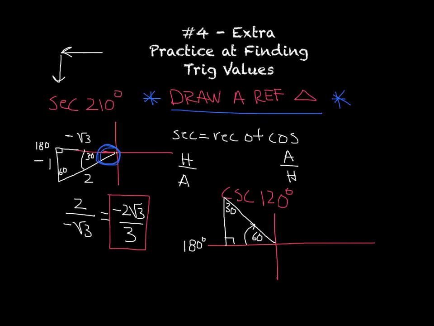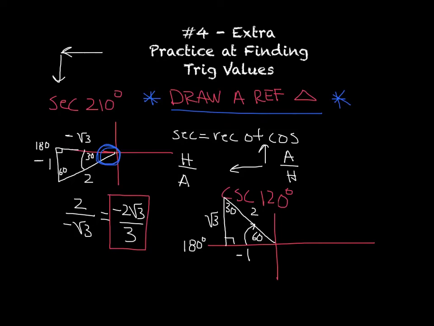Okay, so now we have the same 30, 60, 90 triangle. Starting to get repetitive. So you're going to fill in. Across from 60 is always the root 3. Across from 30 is 1. Across from 90 is 2. However, what do you have to do to get to the second quadrant? You have to go left and up. So this needs to be negative.